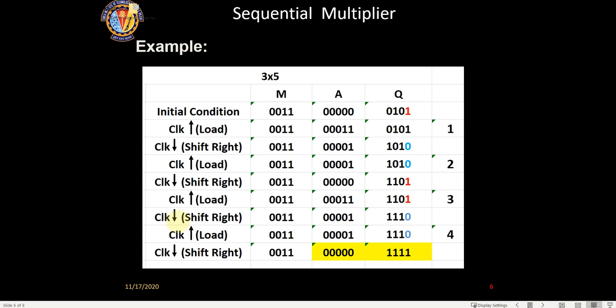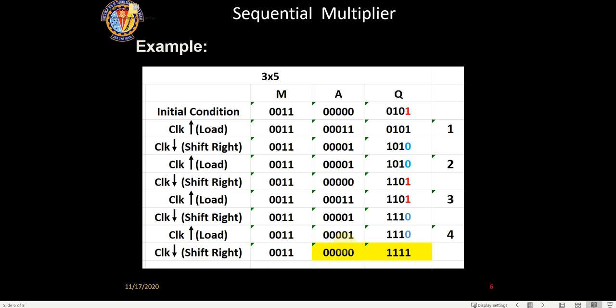Now in the negative edge, I am going to shift it right again. So this one comes here, this one comes here, this one comes 0. Since it is a 0 here, in the next fourth operation nothing is going to happen. So I am going to put 0 0 0 0 here, 1 here. This is going to remain out here.